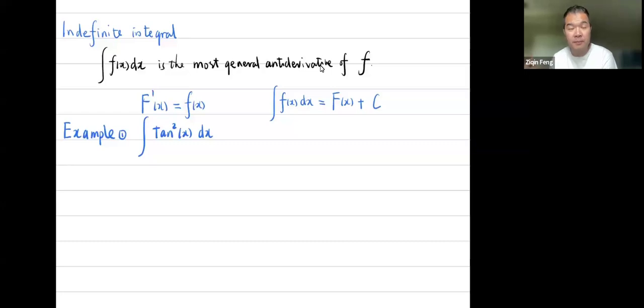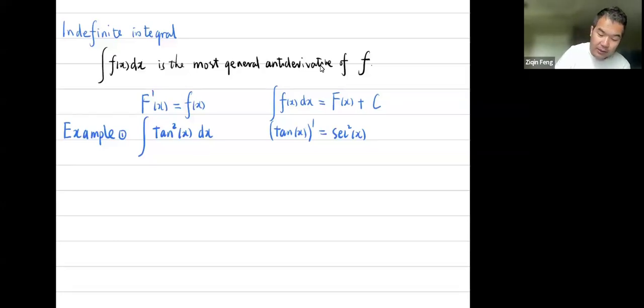If you recall the list of the antiderivatives, we don't know whose derivative equals tangent square, right? But we do know that tangent of x prime is secant square. So which means the antiderivative of secant square is tangent.